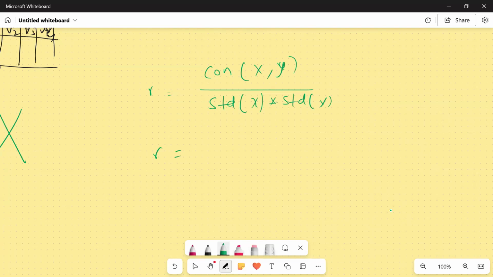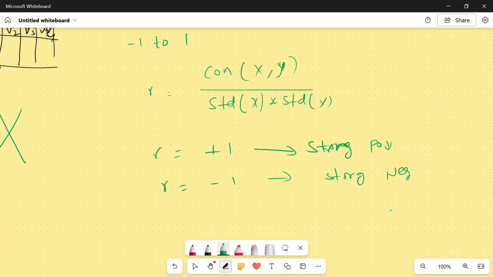If this value is +1, then it is a strong positive correlation. And if your correlation coefficient is a negative value, that means it's a strong negative correlation. A negative number indicates a negative correlation, and a positive number indicates a positive correlation. The range of the correlation value is -1 to +1, and 0 indicates no correlation. Clear?